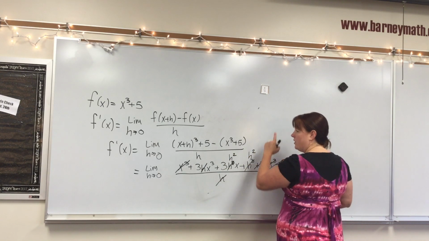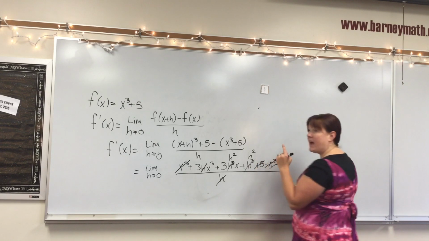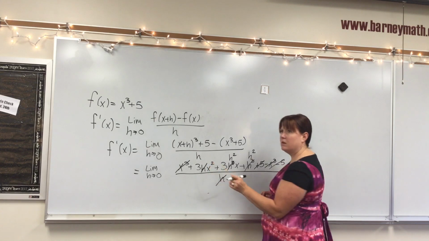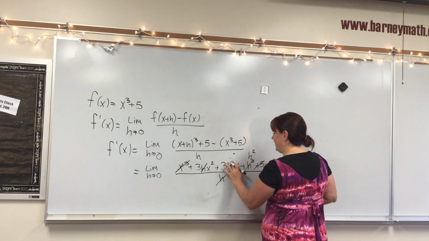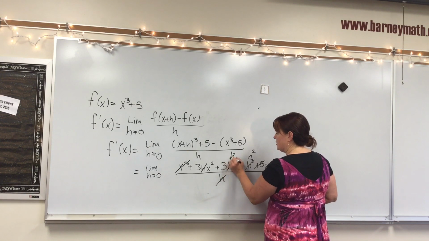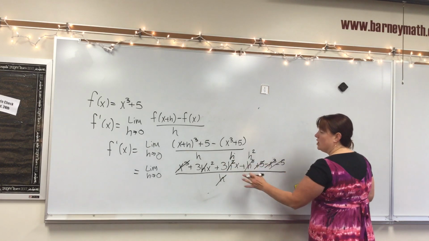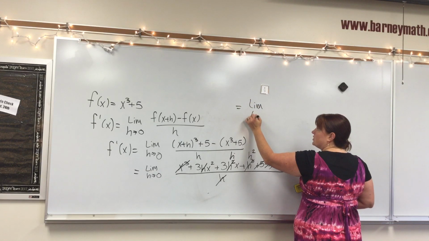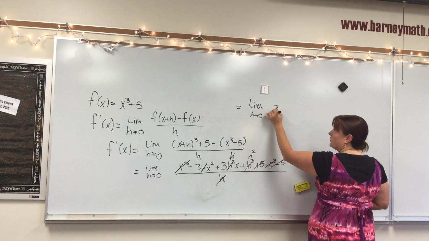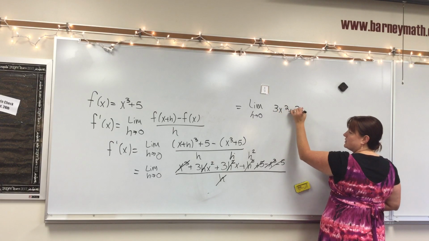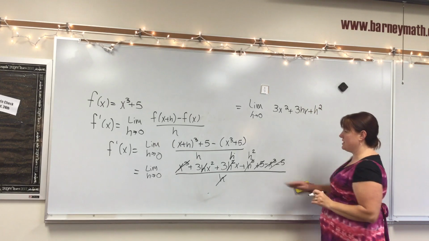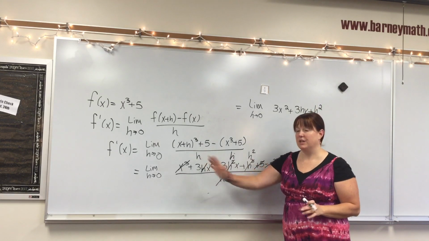I'm sorry, this should be x squared, and this should be h squared. I knew I was like, okay. So this becomes h. Okay, so now I have the limit as h approaches 0 of 3x squared plus 3hx plus h squared, because everything else canceled out.